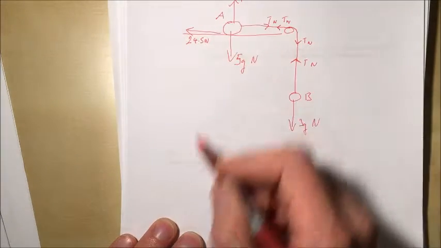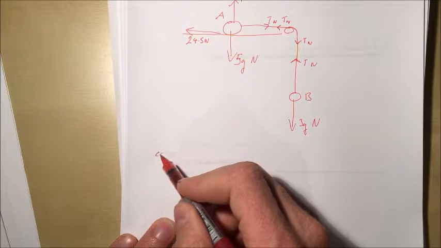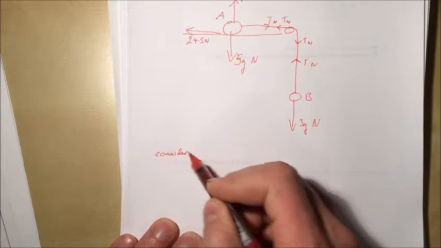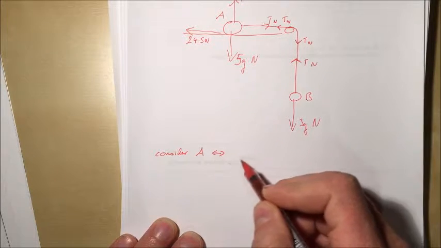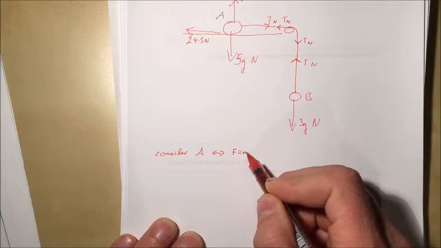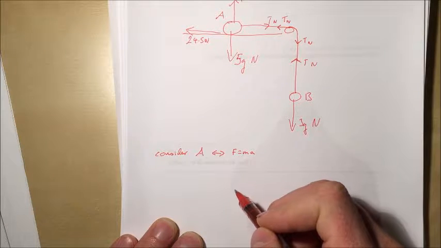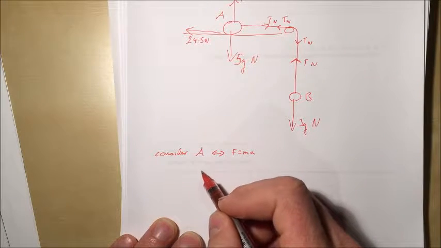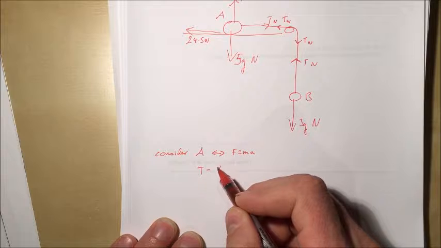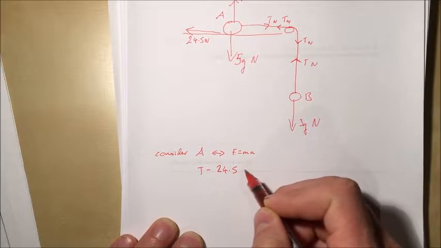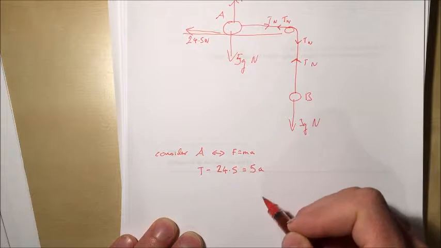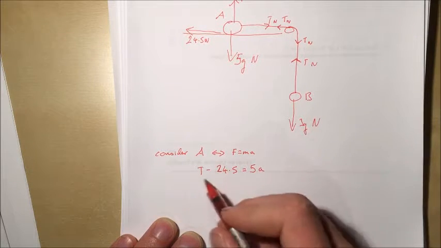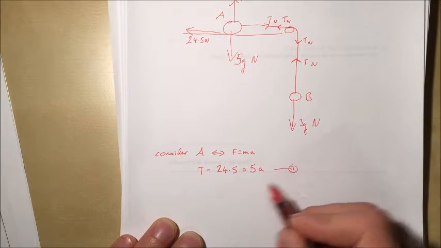We can deal with particle A. We're going to have to think about the horizontal motion, and it's going to be F equals ma, because we know there is an acceleration. So the tension minus 24.5, that's the force, is the mass, which is 5, times the acceleration, which is a. And there's not much we can do to tidy that up, so we'll call it equation number 1.